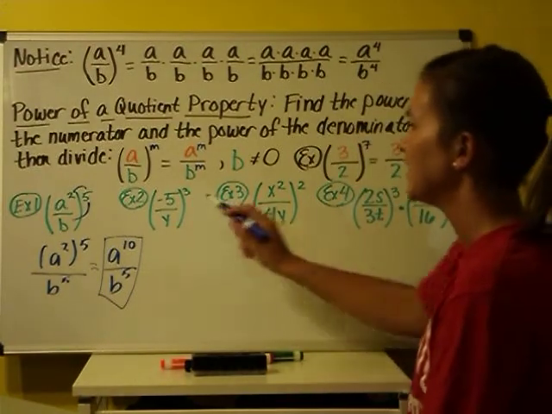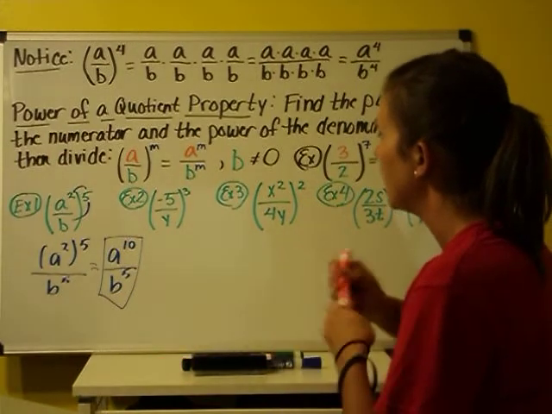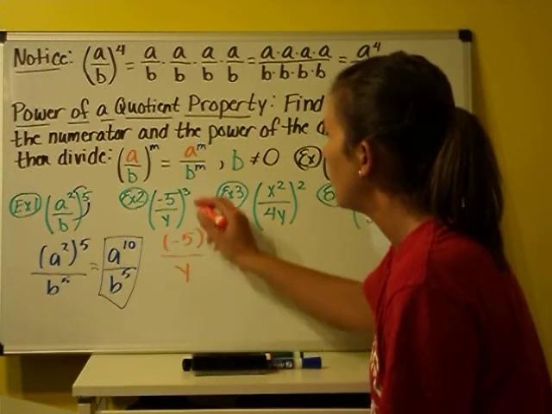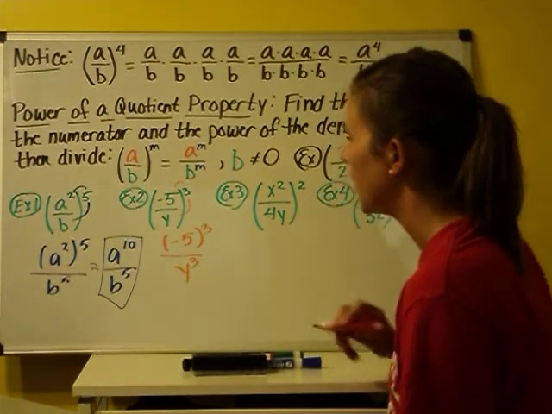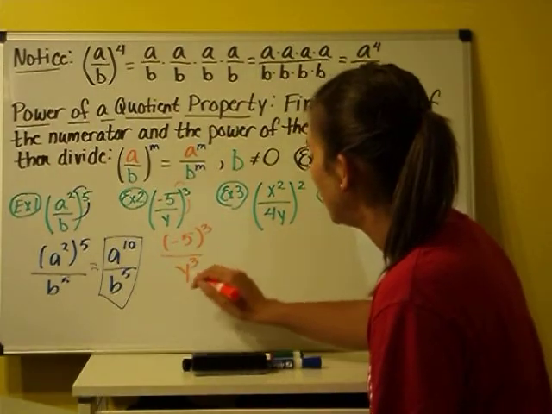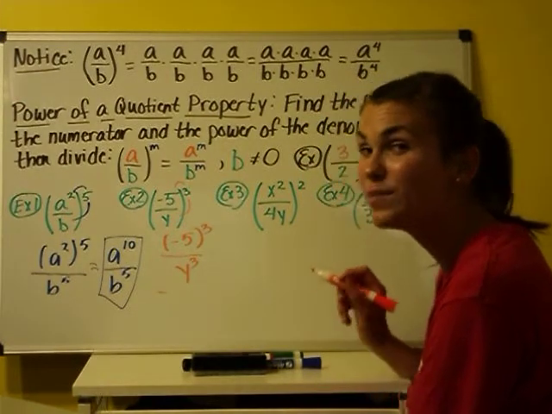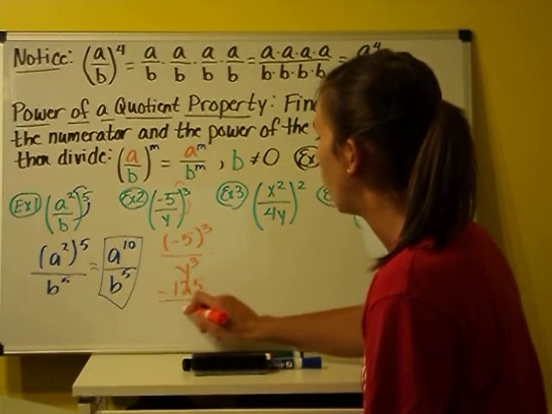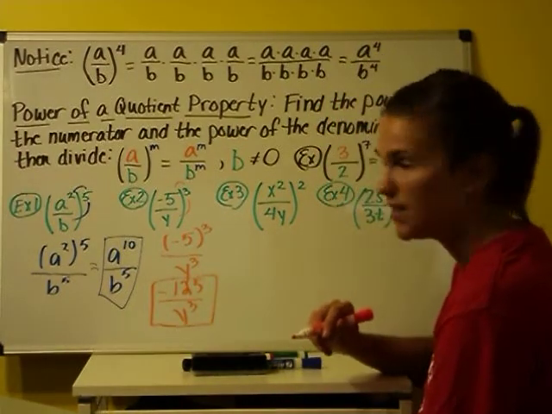Okay? Our next example, we have negative 5 divided by y, cubed. So we are going to take our negative 5 and our y, and we're going to cube the numerator and cube the denominator. So we're going to have negative 5 cubed divided by y cubed. Negative 5 cubed is negative 5 times negative 5 is positive 25, times negative 5, negative 125 over y cubed. Okay? And that one is done.